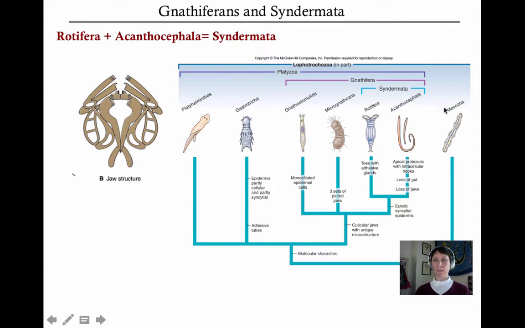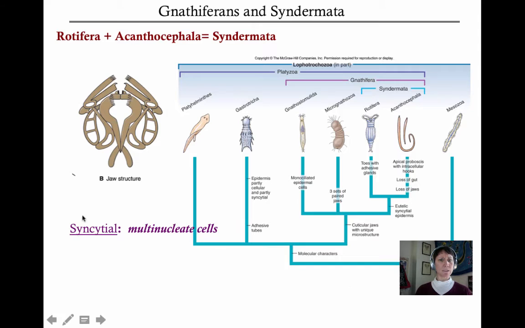Now within the Gnathifera is a group called the Syndermata. These guys are characterized by having a eutelic syncytial epidermis. Well, you know epidermis is skin, and up until now we haven't talked about a true epidermal layer. We've talked about a tegument, an outside covering to the body, and we've talked about a syncytial tegument, but this is an epidermis. What that means is there are several layers to the skin that you're going to see in these organisms and beyond. But in this case, the outermost part of the epidermis is syncytial. You already know what this means.